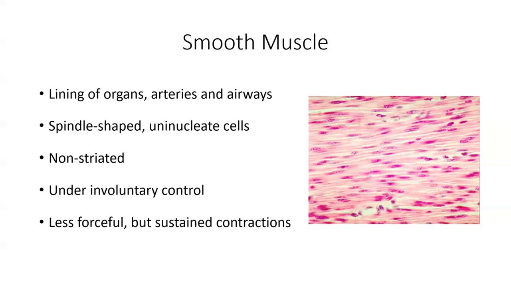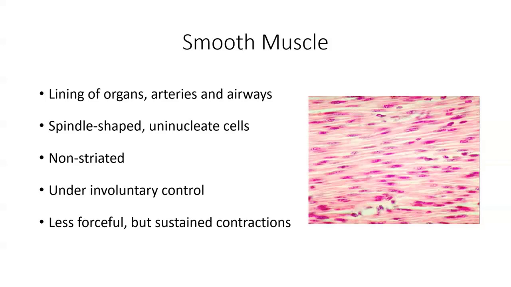Smooth muscle cells lack the striations of skeletal and cardiac muscle tissue. This is because they don't contain sarcomeres and have their contractile proteins all lined up in parallel. Smooth muscle is referred to as smooth because it doesn't contain these striations.